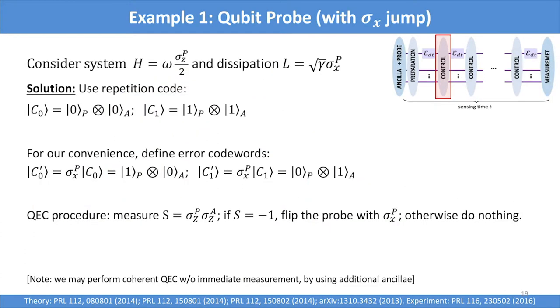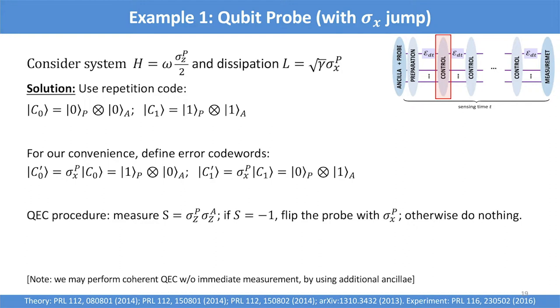The first example is still sensing the energy difference of a two-level system, but in the presence of random bit flip. Here, the bit flip means a rotation around the x-axis. In this case, quantum error correction can actually help. The way it works is to consider the simple repetition code. You have one extra perfect ancillary that's attached to the system. The repetition code has code words 00 and 11, which span a two-dimensional subspace.